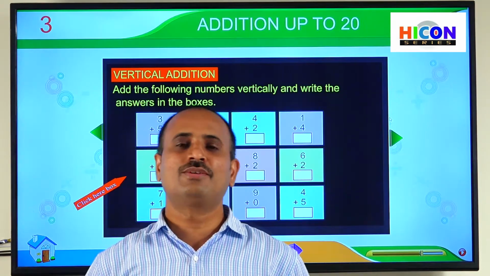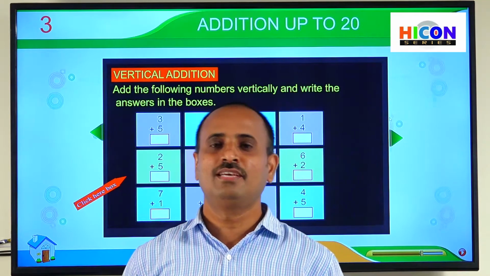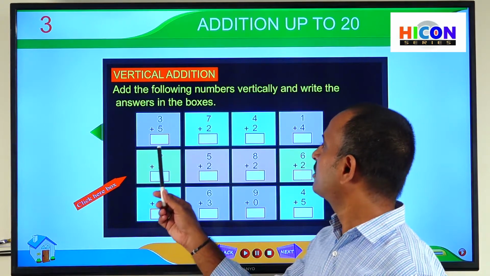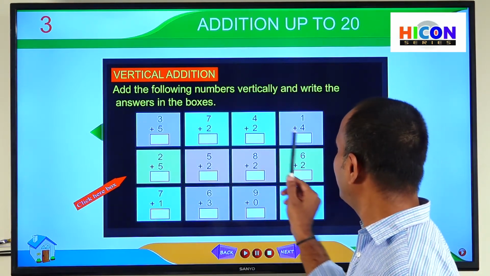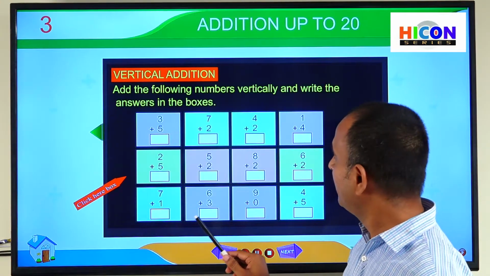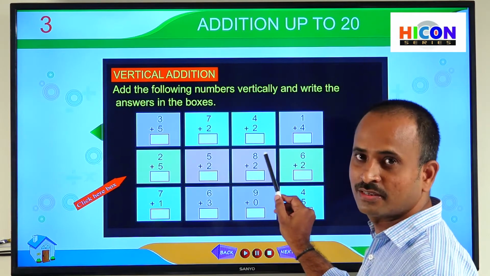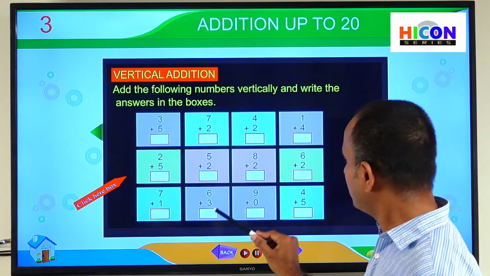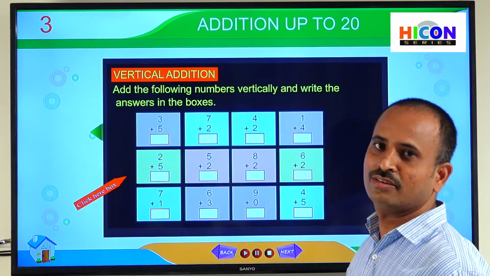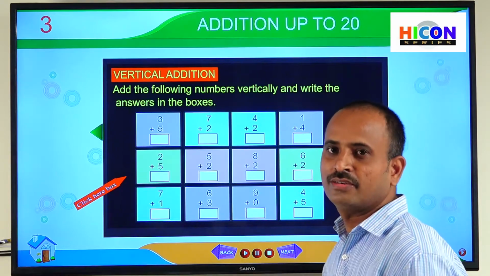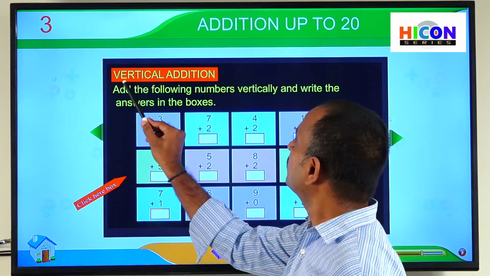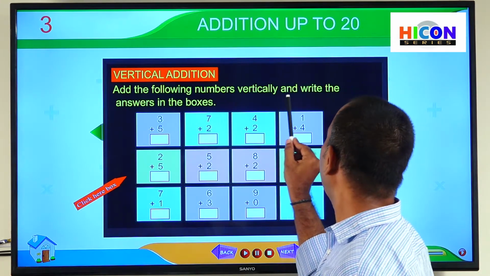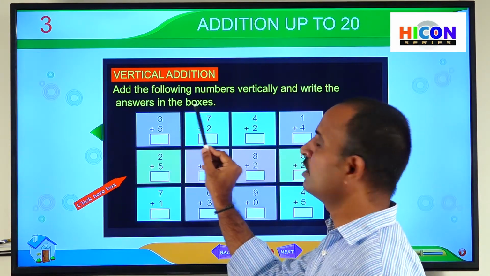Children, let us practice some more problems on vertical addition. Then we will get a clear understanding about vertical addition. So here, there are some problems, that is, some additions are given. If you observe carefully, in all these additions, the two numbers are written one below the other. Such a type of addition is called vertical addition. So how can we do the vertical addition? Here, add the following numbers vertically and write the answers in the boxes.